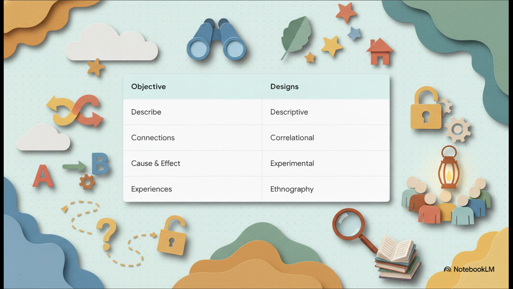But wait, what if you literally can't randomize your subjects? Then you pivot to a quasi-experimental design. And finally, if your objective is getting a deep understanding of lived experiences or complex social meanings, you're going to employ things like phenomenological designs, ethnography, or case studies. Essentially, your question is the lock, and your objective provides the exact key.